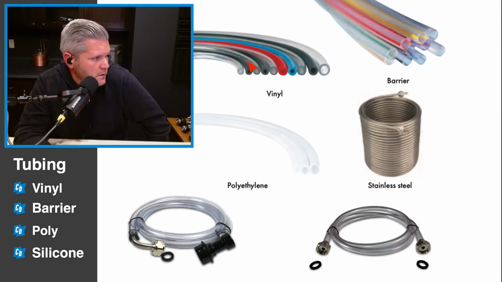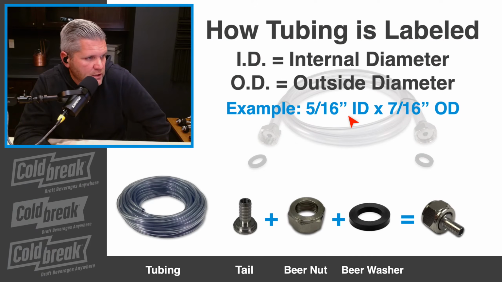All right. Sorry, let me find my spot here again. We talked about tubing, then we got into fittings. And again, each connection is going to need a beer washer as well. Anybody have any questions so far?